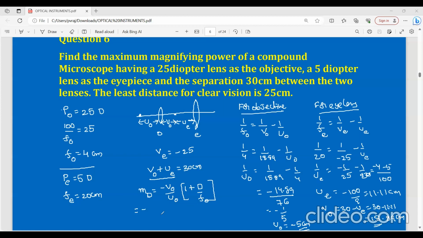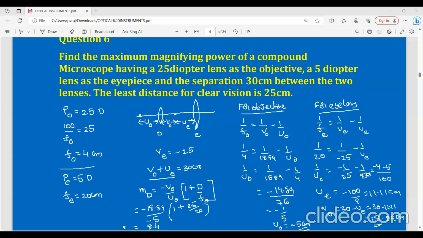Minus V naught value we got 18.89. By this, it will be minus 5 into 1 plus 25 by focal length of eyepiece, which is 20. 25 by 20 in the sense 5 by 4. It will be 9 by 4. By calculating all these, you will get the answer nearly 8.4. The nearest answer you will get, that is 8.4.